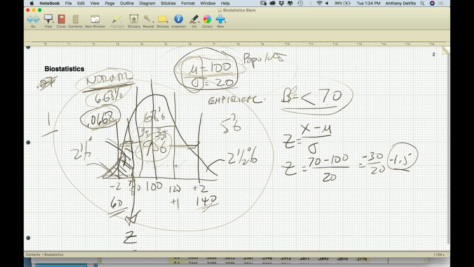Well, let's see, what if I asked you, what's the probability of a person having a blood pressure that's less than, let's go on the other side to here and call it less than 130? Well, 130 minus 100 over 20, this one's a positive 1.5, right? Literally, I just did that, didn't I? That's going to be right over here. That's going to be a plus 1.5 z-score. So we're looking at our z table.